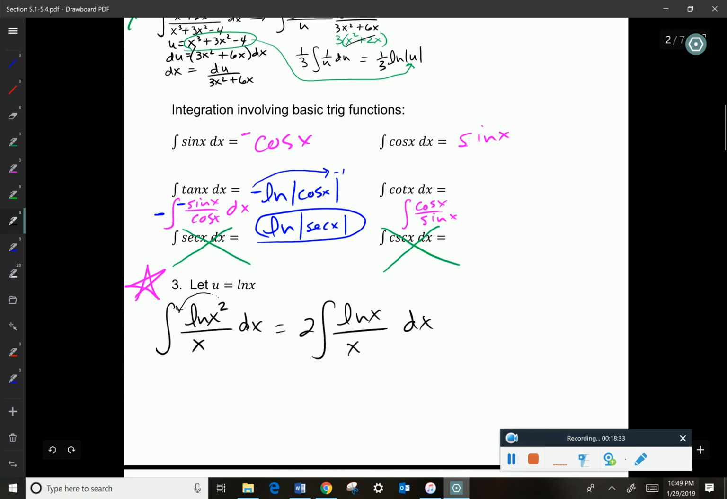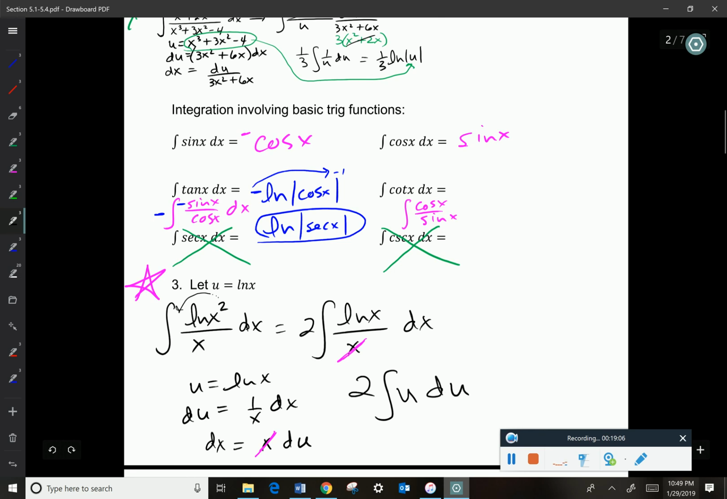Okay, so like we said, let's let u equal natural log of x. That means du is 1 over x dx, right? So dx is x times du. And do you see what's going to happen? Isn't this x going to cancel this x? So when I rewrite it, there's my 2 out in front, and then natural log of x, remember that was our u substitution. And in place of dx, I have my du.